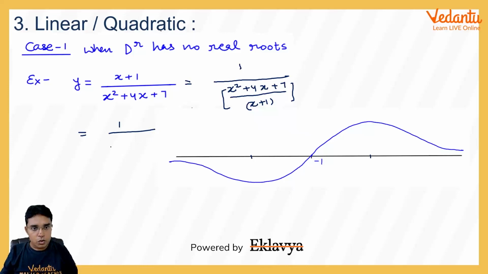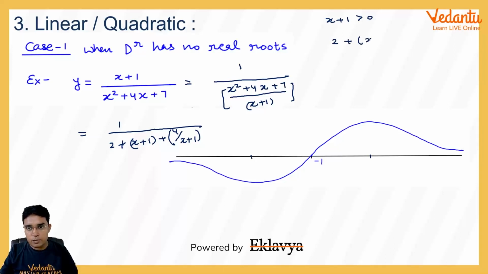So it was 2 plus x plus 1 plus 4 upon x plus 1. Now, when x plus 1 is positive, this denominator, that is 2 plus x plus 1 plus 4 upon x plus 1, is going to be greater than or equal to, you can check, 2 into 2, 4, 4 plus 2, 6. So if I take the reciprocal, 1 upon this entire thing will be less than or equal to 1 by 6.